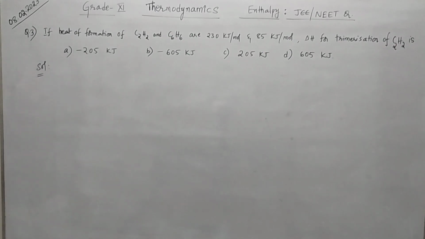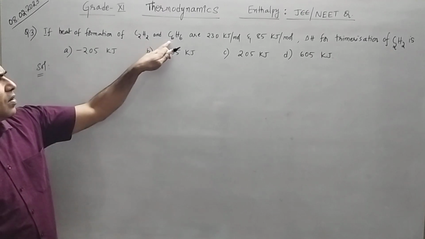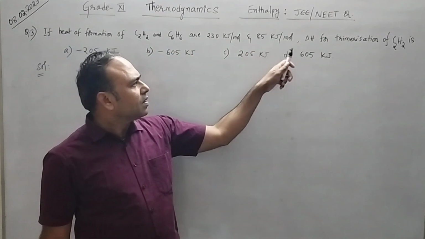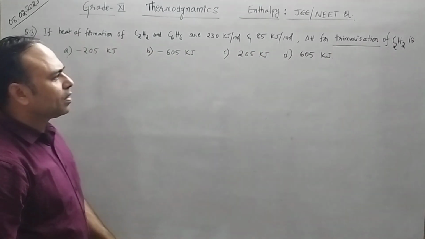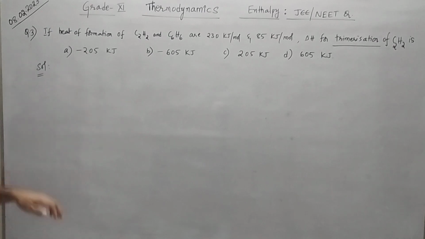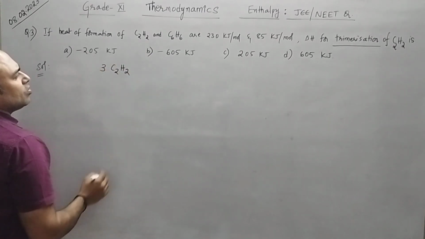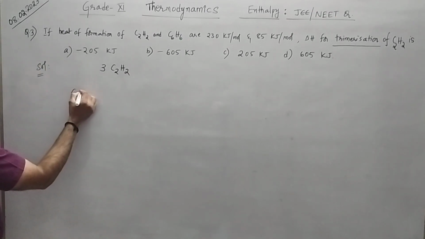Next, question number 3. They have given the heat of formation of ethyne and benzene as 230 kilojoules as well as 85 kilojoules. They are asking delta H for trimerization of ethyne. So what is meant by trimer? We have to take 3 moles of C2H2. See what will be the product. If you write like this, we have discussed also.